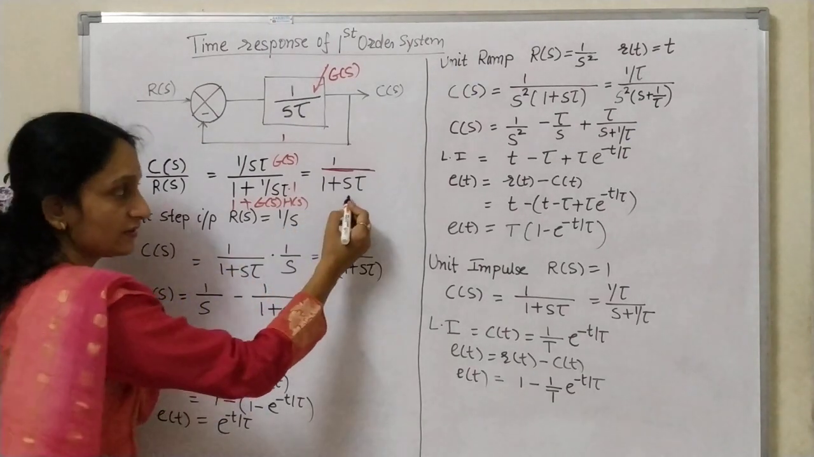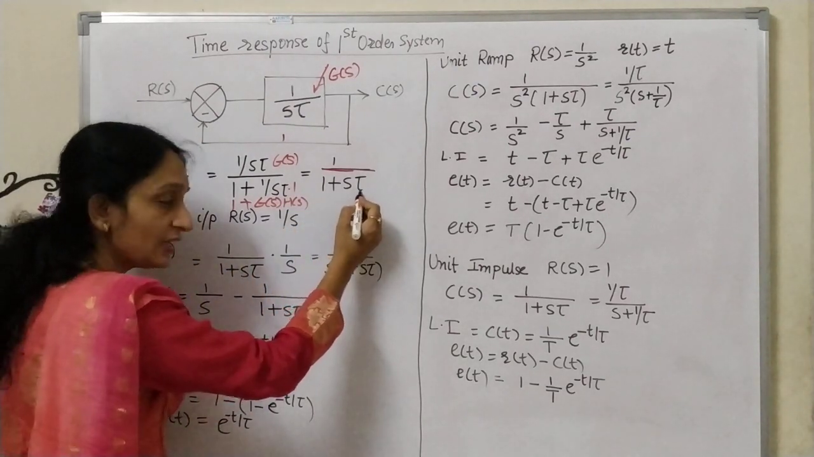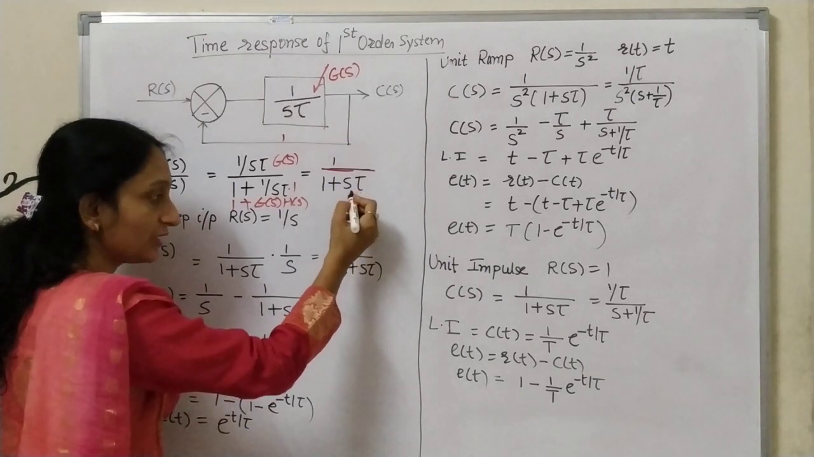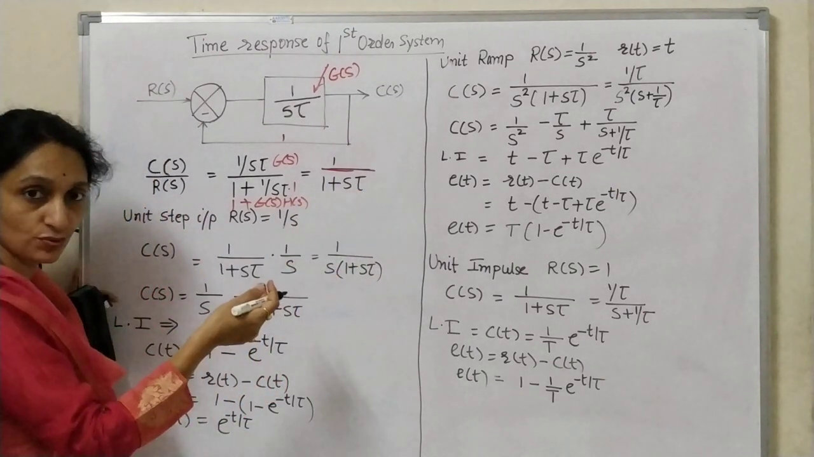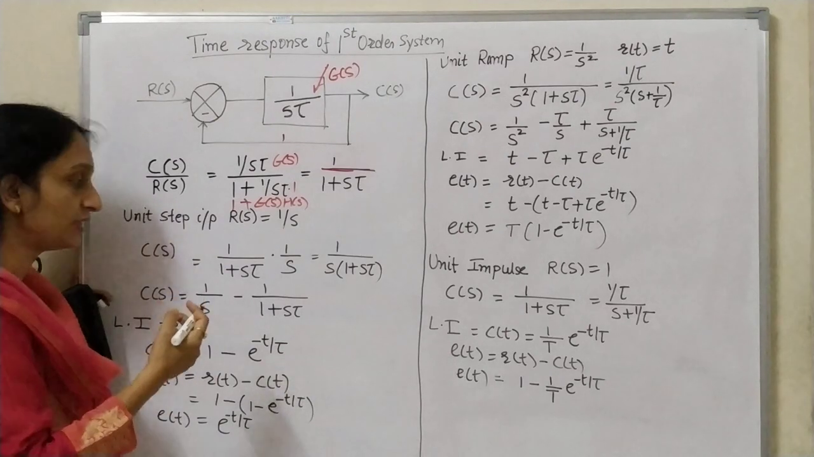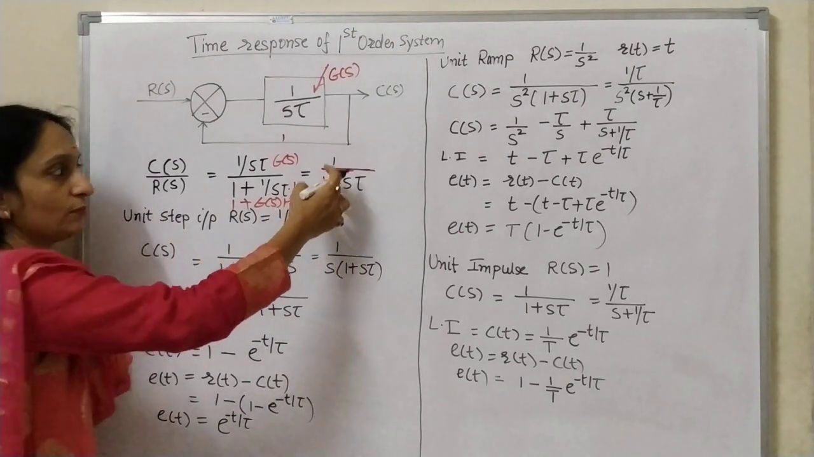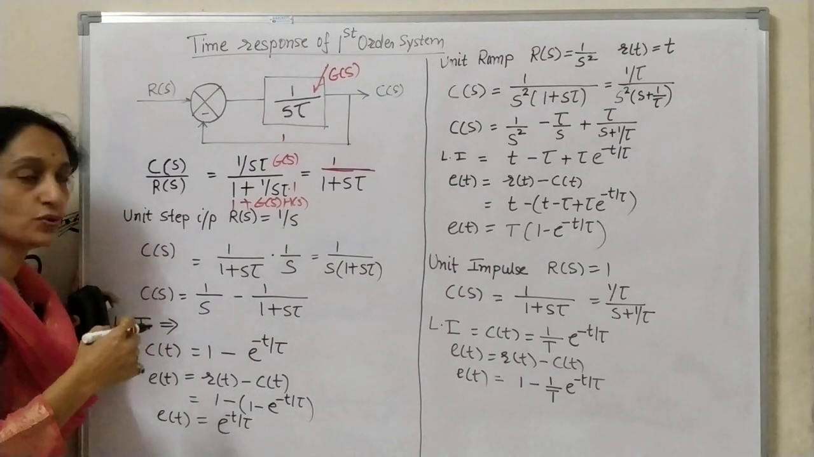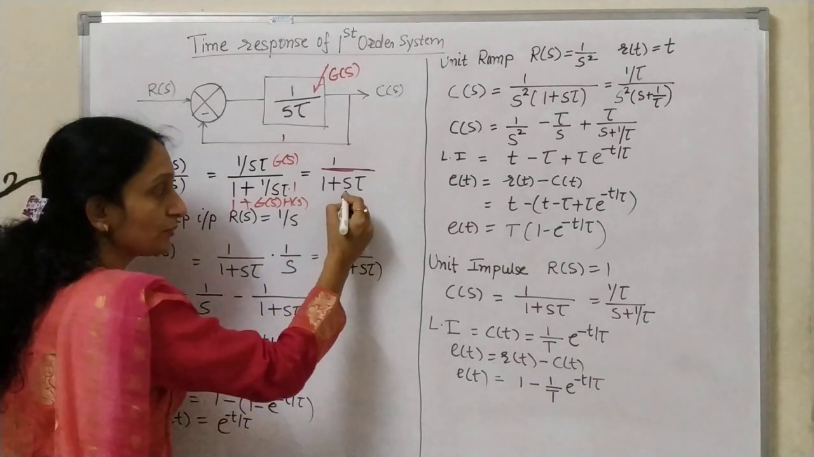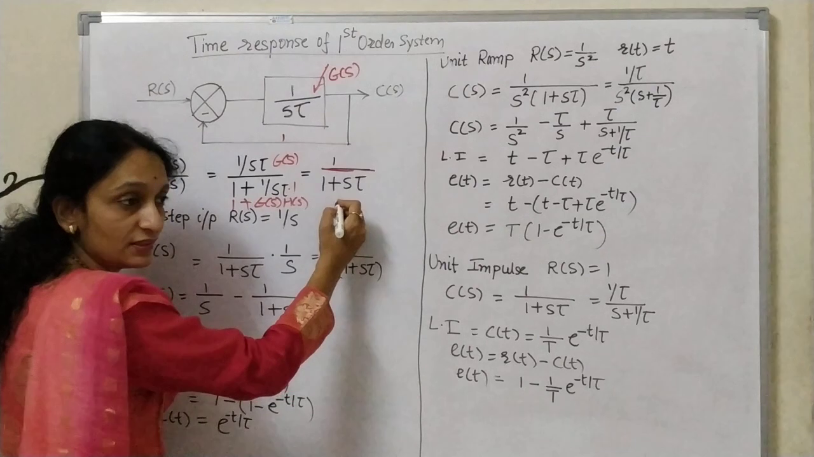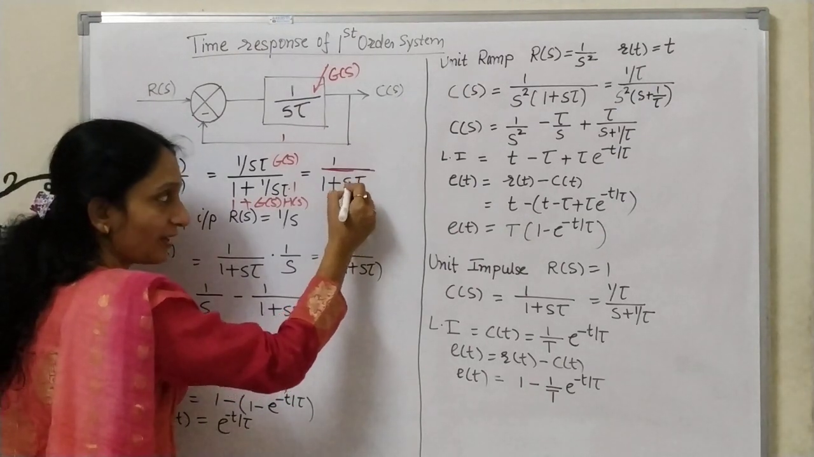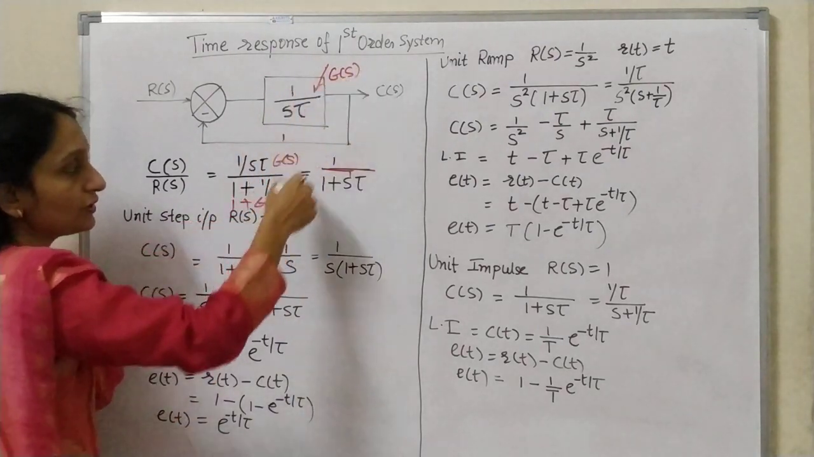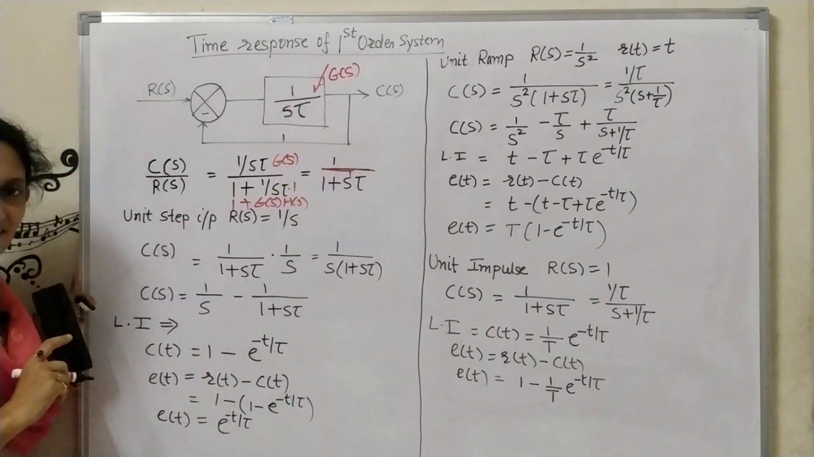Here tau is a time constant. You can rearrange to get the form with s plus also. If you rearrange, you will get 1 upon s plus 1 by tau. Now what you have to check is the highest power of s in the denominator. Here the power of s is 1, so what will be the order of the system? This is a first order system.